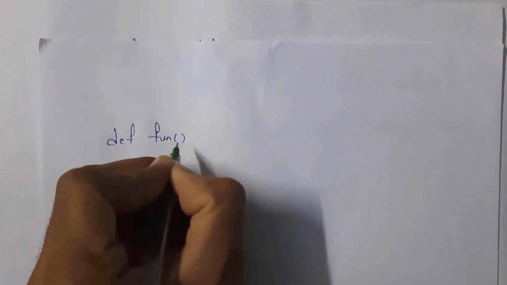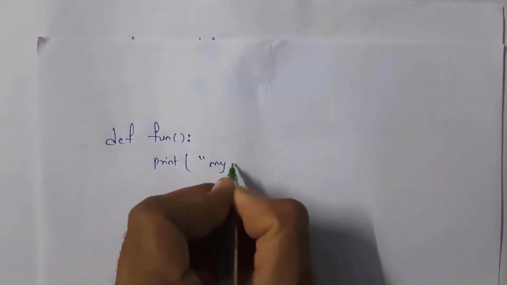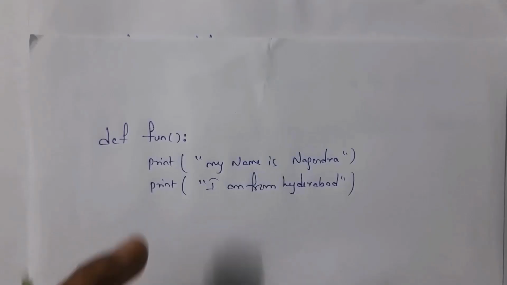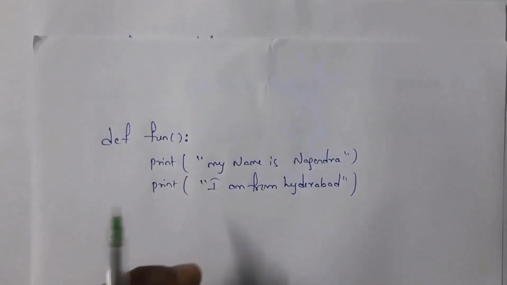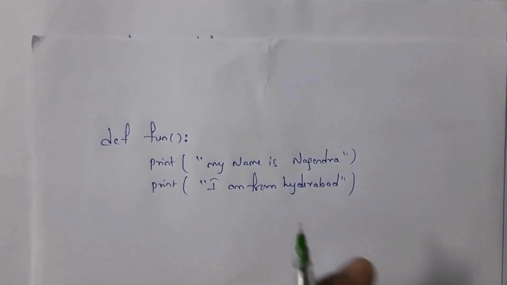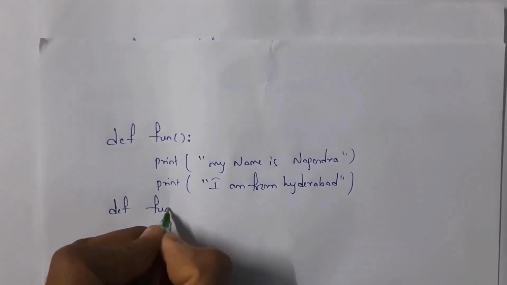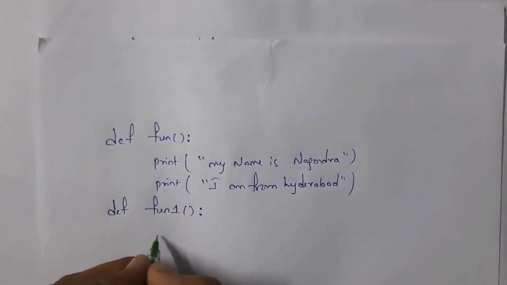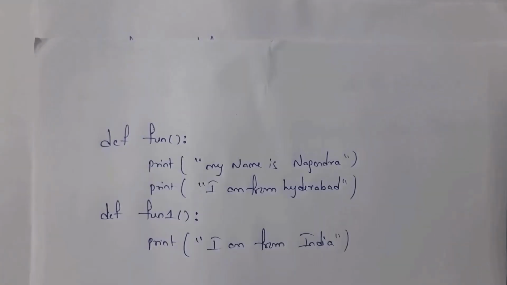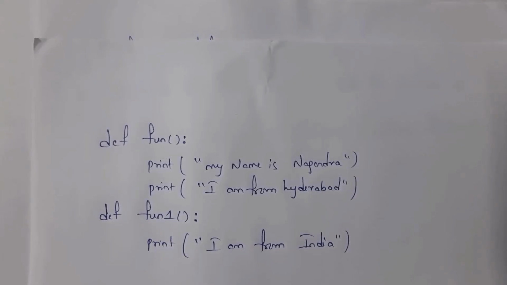As we know, we create a function by using the keyword def, define. So at first I wrote def. I am giving the function name, and you can give any name to your function. For example, I am giving the function name as fun. Take brackets, give colon. Now inside this function I am writing some statements like print my name is Nagendra, print I am from Hyderabad. So inside this function fun, I created two statements. Next I am creating another function. So again write def, let the function name be fun1. Give colon, and inside this I am writing the statement print I am from India. Guys, you can create any number of functions inside a module. I created two functions.